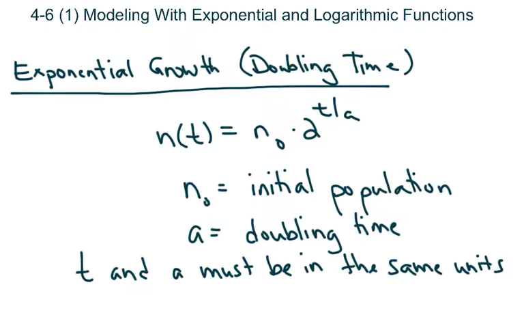A model for the doubling time is N(t) = N₀ · 2^(t/a), where N₀ is your initial population, a is the doubling time, and t and a, because they're both units of time, need to be in the same units of measurement.